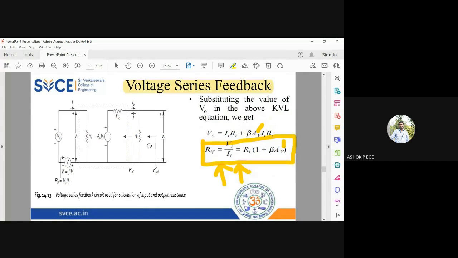Is it clear? So whatever in theory we have said, that input impedance will increase, we have proved it mathematically: for a voltage series feedback network, my input resistance with feedback is going to be increasing enormously. Assuming that this 1 plus beta AV dash is a very big number, RI is multiplied by such a huge number. So my RIF is going to be very, very large in magnitude when compared to RI.